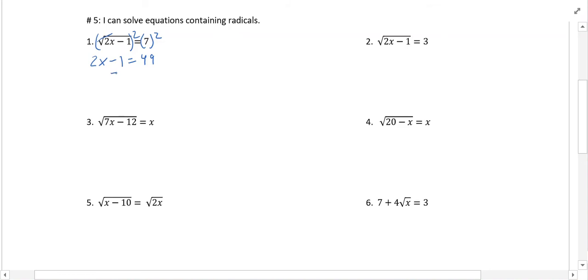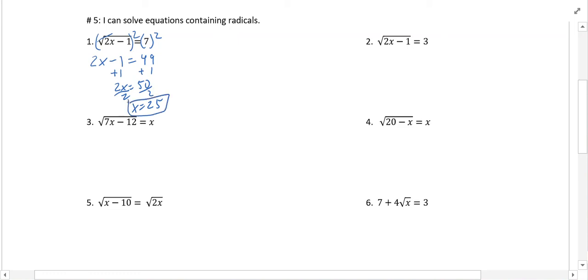So then I can solve for x by just adding 1 to both sides. So I get 2x equals 50. I'm going to divide each side by 2, and I'm going to get x equals 25. And again, you want to just check that this works. So let's do some mental math here. So if we plug it into the original equation, the square root of 2 times 25, which would be 50, minus 1, which would be 49. So then the square root would be 7. So 7 does equal 7. So in this case, it works.